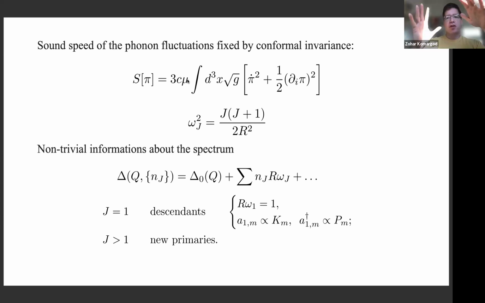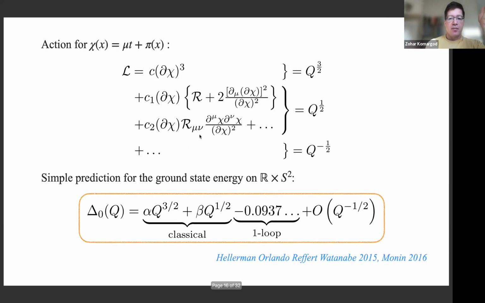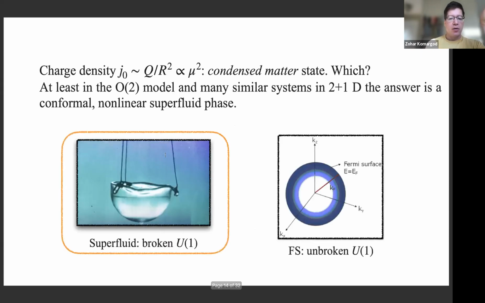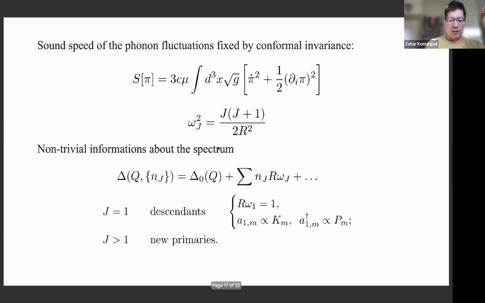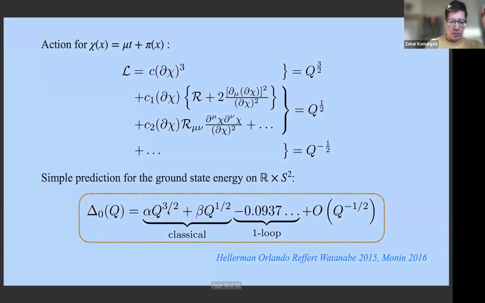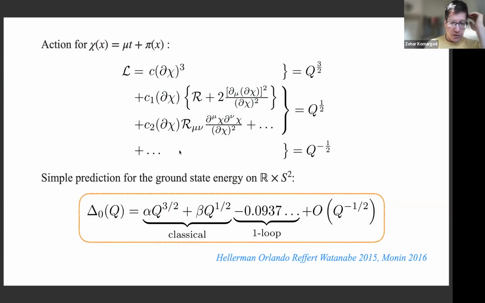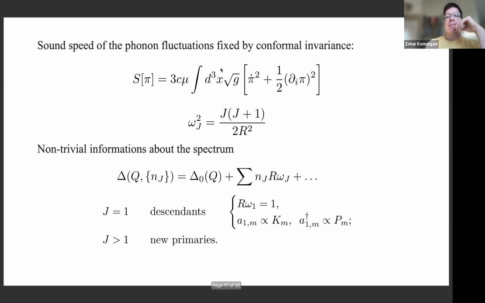Okay, so this is the picture for what we believe is the ground state at large Q. Again, you might have thought that the answer is a charged black hole, but the answer is not a charged black hole. It's a superfluid. And while this formula looks similar to a black hole, Q to the 3/2 is also what you get from a charged black hole, the effective field theory is not that of a black hole. It's maybe more like a boson star or something like that.